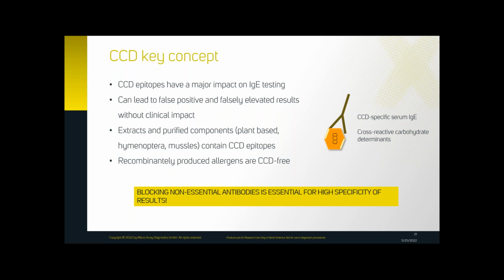So CCD epitopes have a major impact on IgE testing and can lead to false positive or falsely elevated results. Especially extracts and purified components from plant-based food, venoms or mussels contain CCDs, whereas recombinantly produced allergens are CCD-free. The use of a CCD inhibitor is recommended and is essential for high specificity of the results.